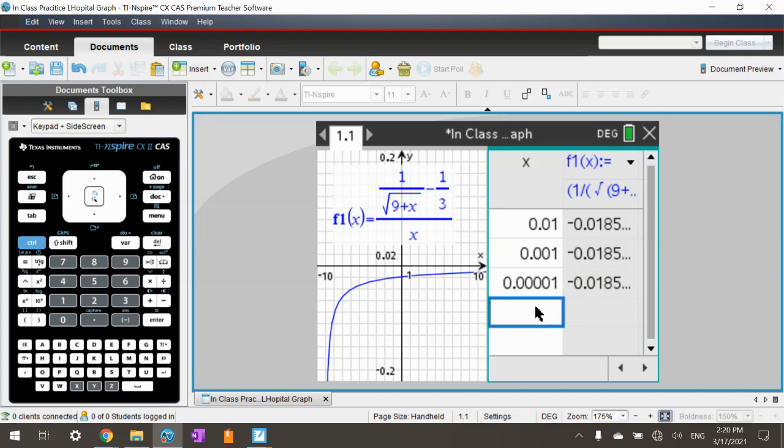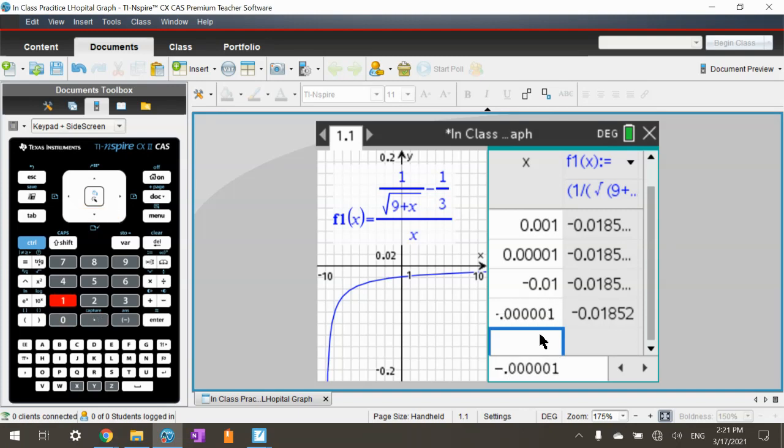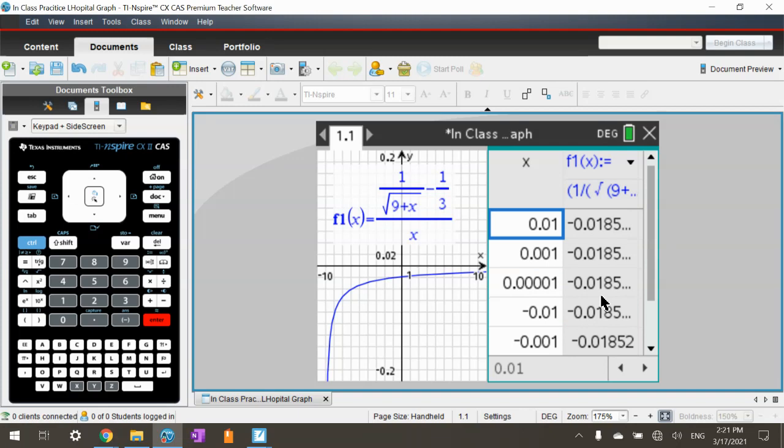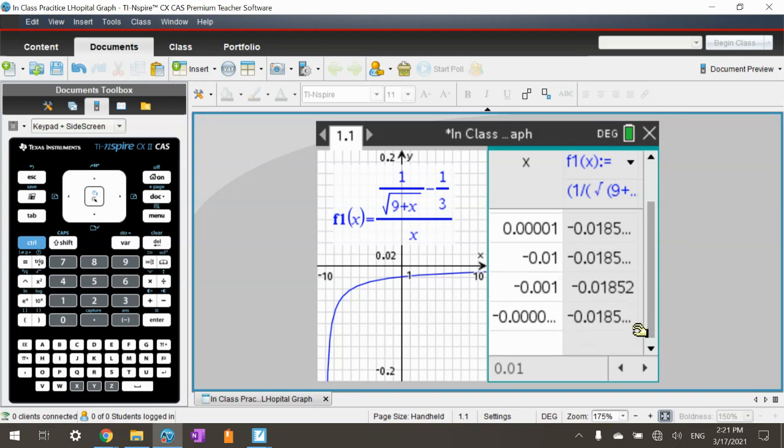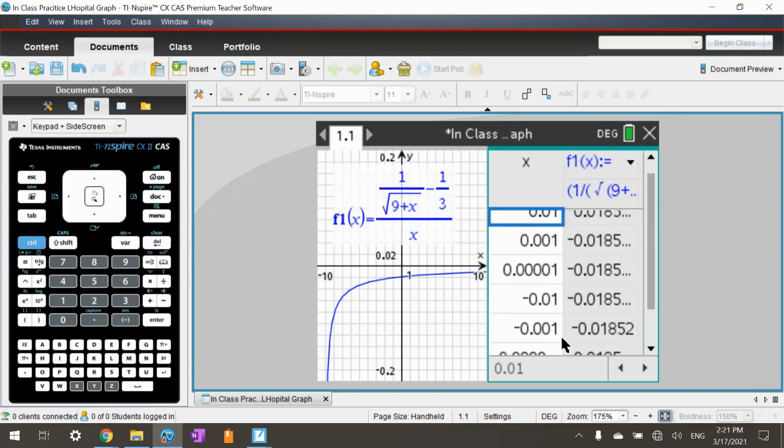Then I'm going to come from the other side and do negative 0.01, negative 0.001, and negative 0.00001. So it looks like negative 0.815 is my limit. This is how I find my limit intuitively, and I believe that's what our limit is going to be.